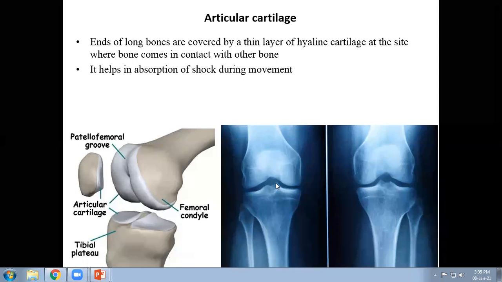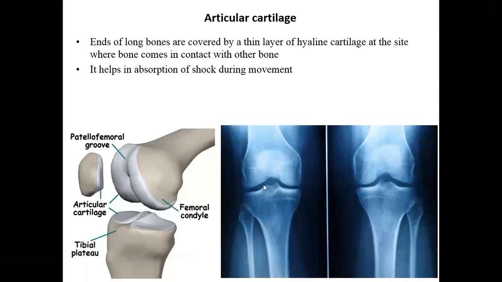In this X-ray, this is a joint, knee joint, formed by some bones, and in this area there is articular cartilage. Here there is an articular cartilage, but articular cartilage is not seen in an X-ray. That is why this area looks empty. Here again the same thing.